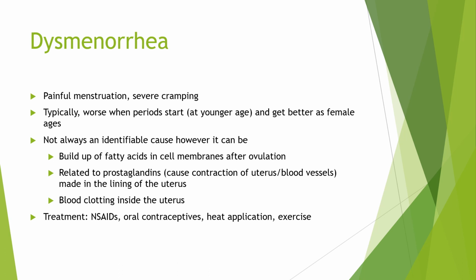Dysmenorrhea, this is a painful menstrual cycle with severe cramping. It's typically worse when periods start at a younger age and they get better as that female ages. There's not always an identifiable cause. There's different ideas of what it could be. It could be a buildup of fatty acids in cell membranes after ovulation. It can be related to prostaglandins. Those are what cause the contraction of uterus and blood vessels, which can cause pain, blood clotting inside the uterus. And then to treat it, it's usually NSAIDs, oral contraceptives, heat, and exercise. We recommend exercise for that.